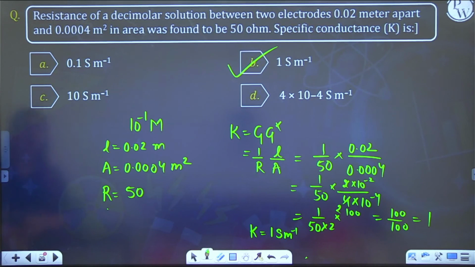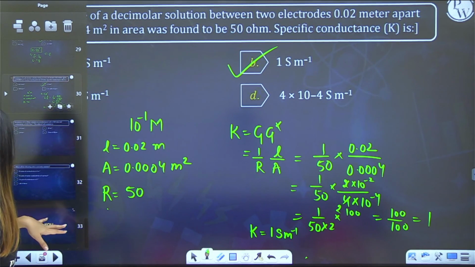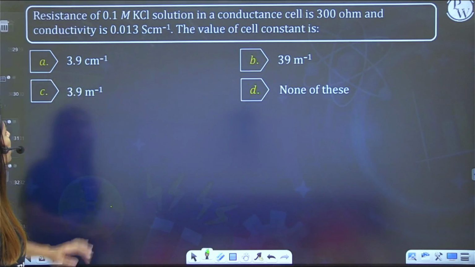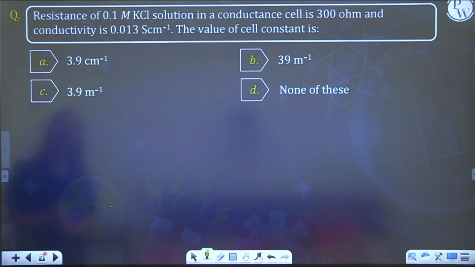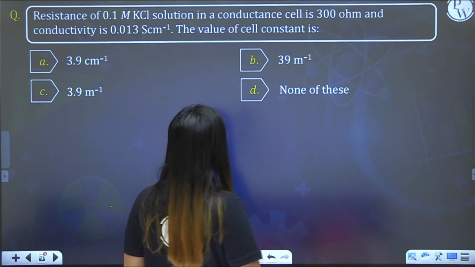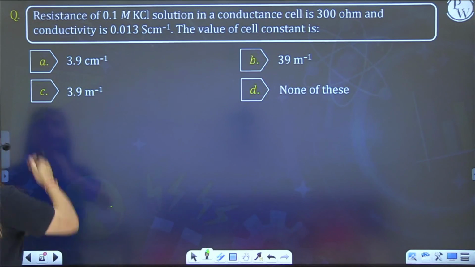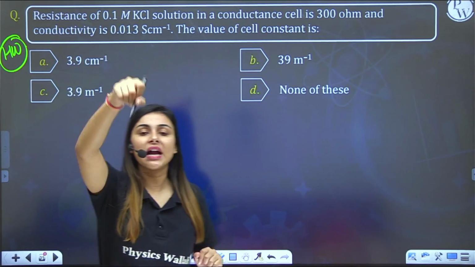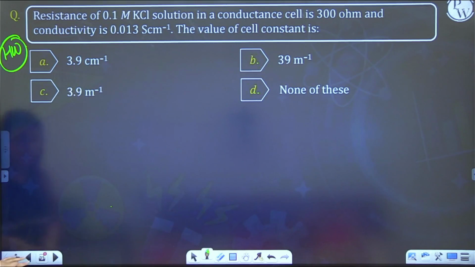Perfect. Let's move forward to the next question. Okay, I hope we are done with these questions. No, you have one more question, my dear students. Try this question. Resistance of KCl solution in a conductance cell is 300 and the conductivity is this, the value of cell. Yes, my dear students, you can do this question as your homework. Try the question yourself and let me know the answer in the comment section.